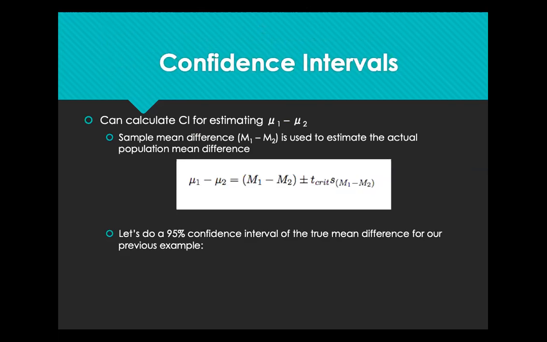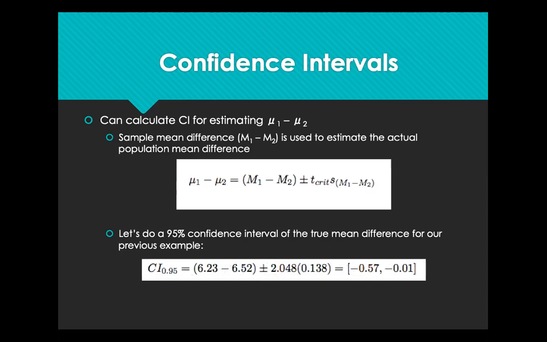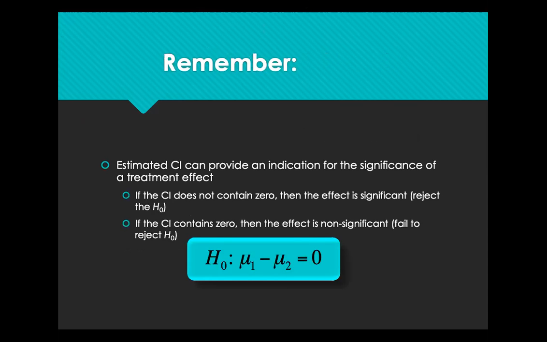Okay, we can also compute confidence intervals. You can calculate a confidence interval for estimating the population mean difference. The sample mean difference is used to estimate the actual population mean difference, right? And so there's a formula to estimate the population mean difference. We're going to use the sample mean difference. And recall that the estimated confidence interval can provide an indication for the significance of the treatment effect.